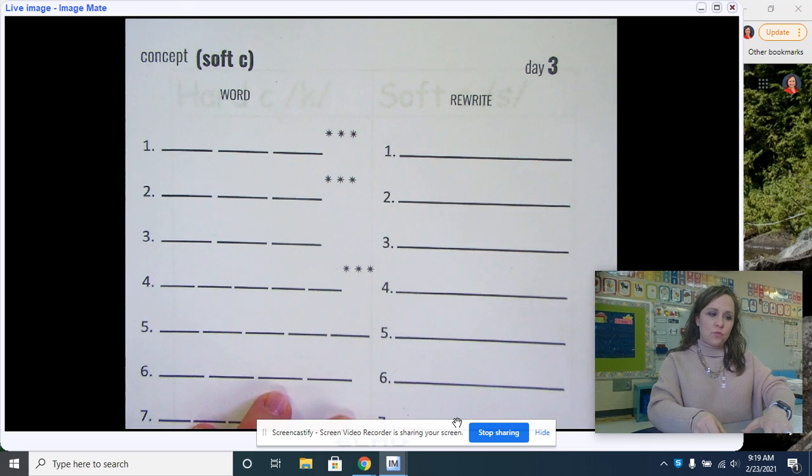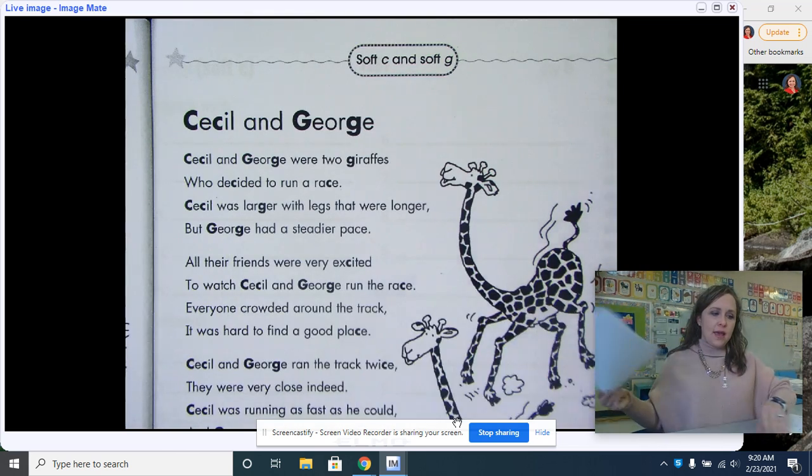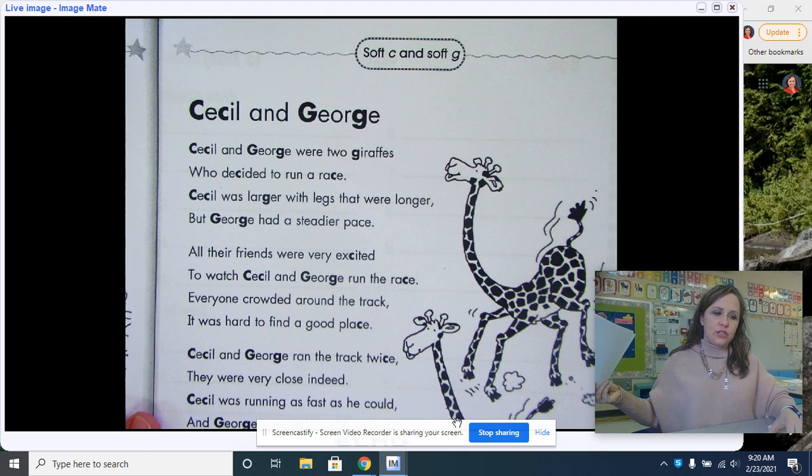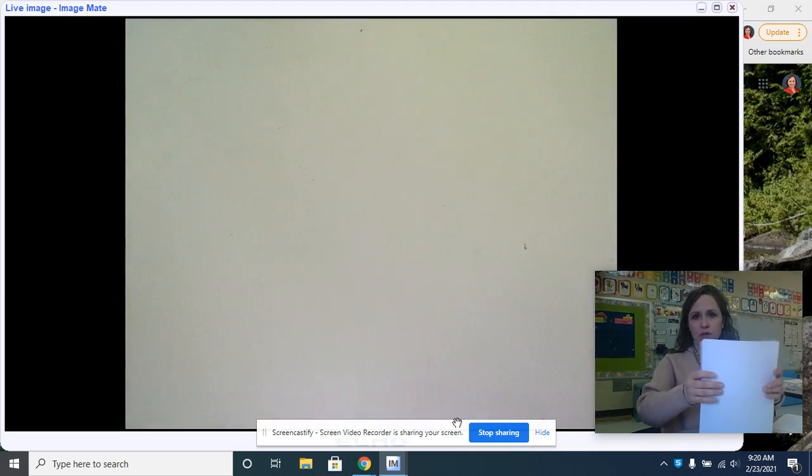Today, we're going to write some words. We're going to sort some words, and we are going to read a poem. Actually, I think I'm going to change the order. Let's sort the words and then let's write some words.